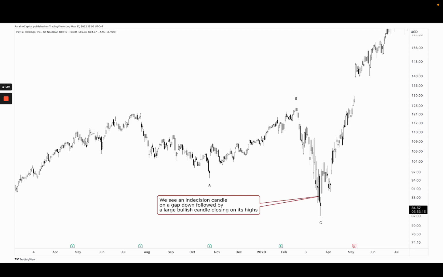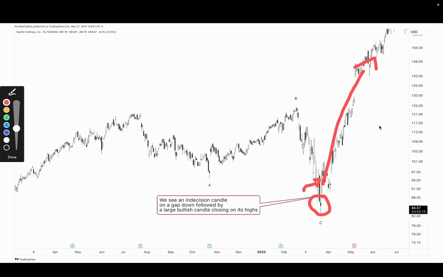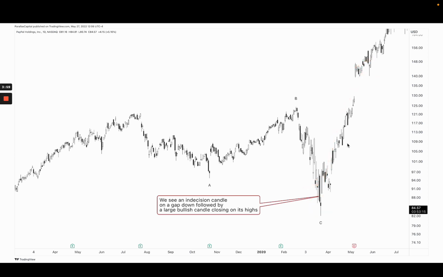Okay, so anyway, what I'm looking at here on the specific chart is what I call an indecision candle. You can also call it a doji if you like, on a gap down, and that was followed by a large bullish candle closing on its highs. We can see that indecision candle right here, followed by this extremely bullish candle right there, and then prices just took off afterwards. That's exactly the kind of change in character I would look for as the flat pattern is coming to an end.